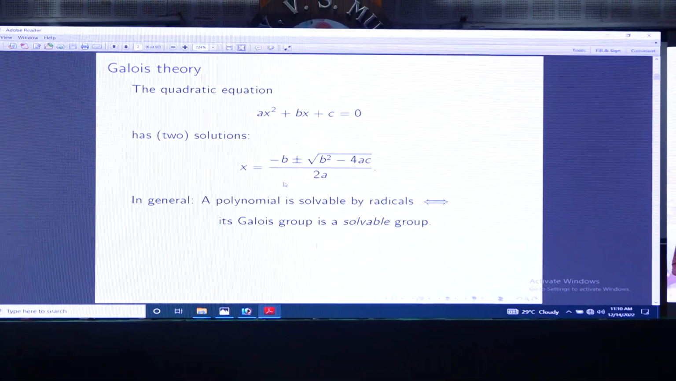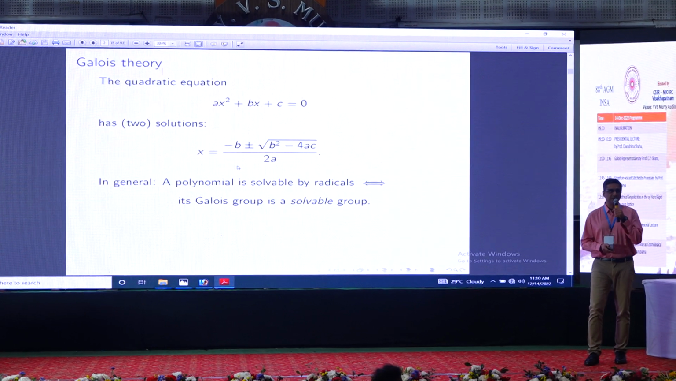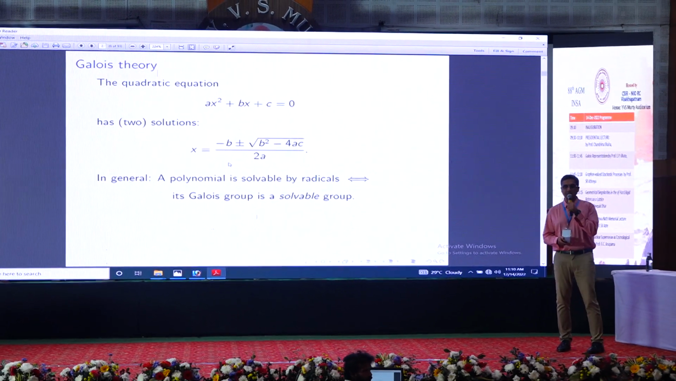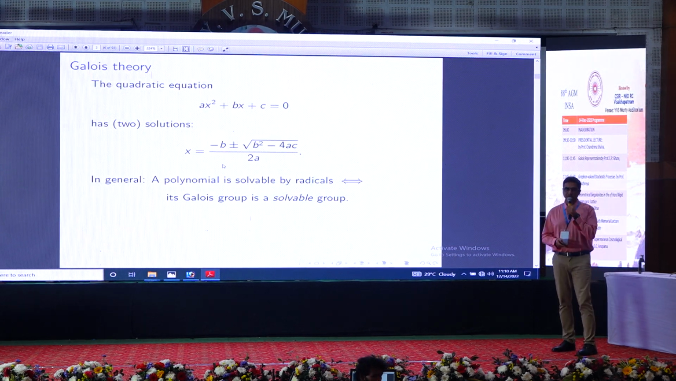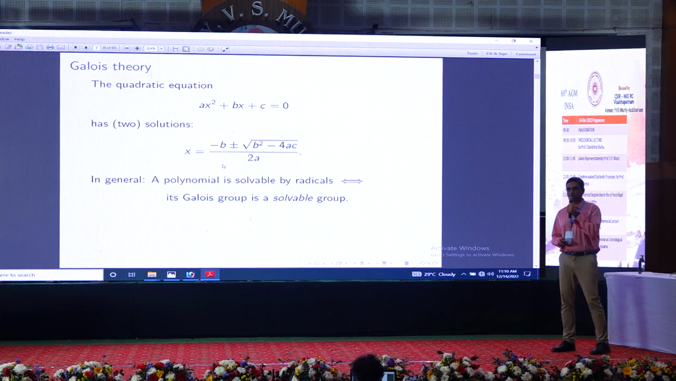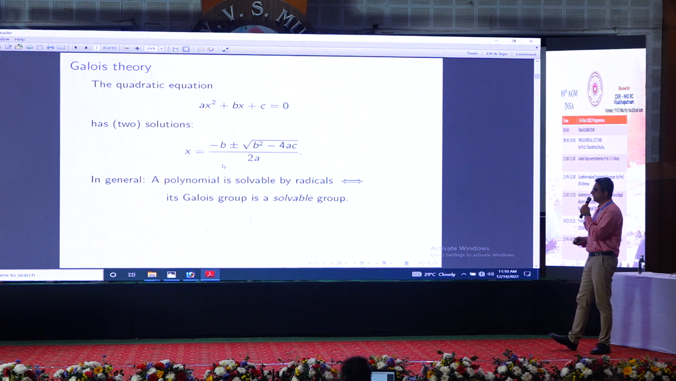So a natural question arises: when can you solve a polynomial equation like this by radicals? And the answer is surprisingly both intricate and simple at the same time. This was an answer given by Galois. I'm not going to show too many photographs in this slide. I could have, but I decided not to.